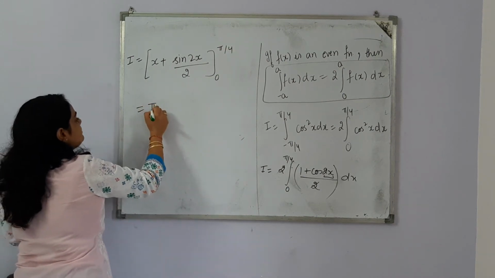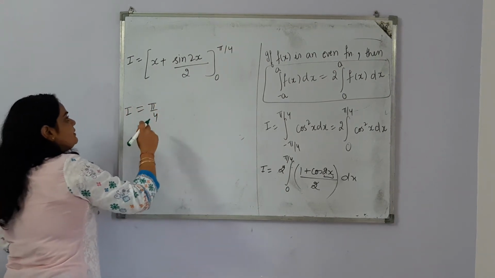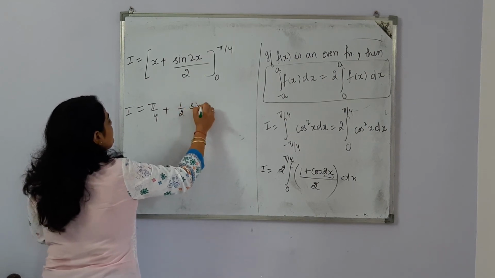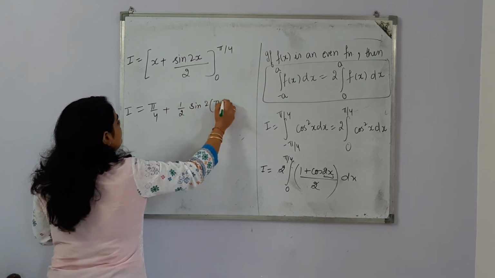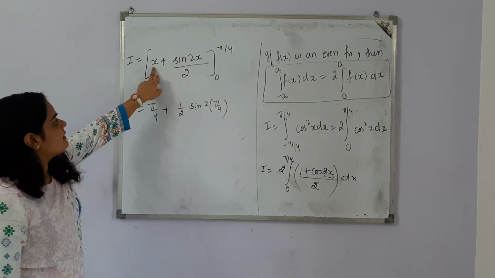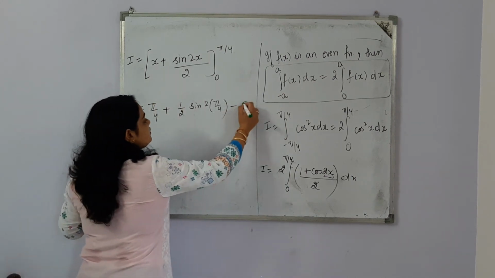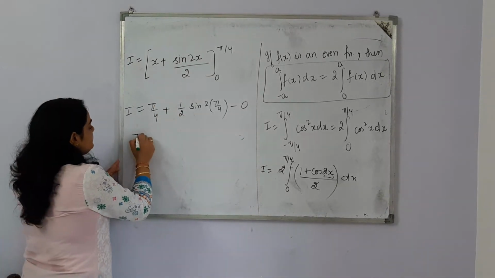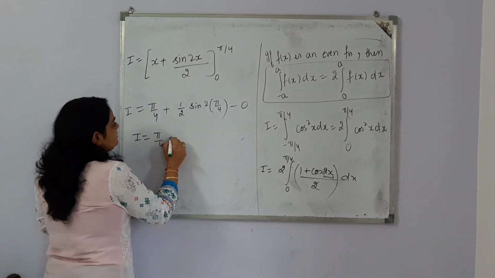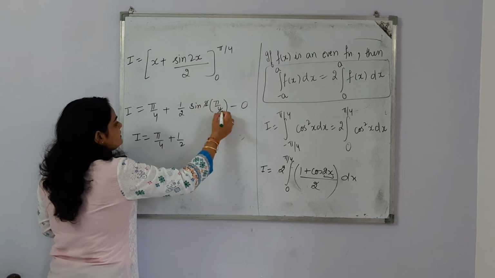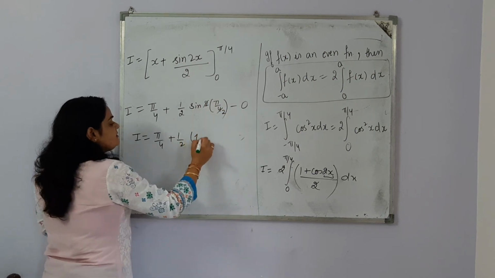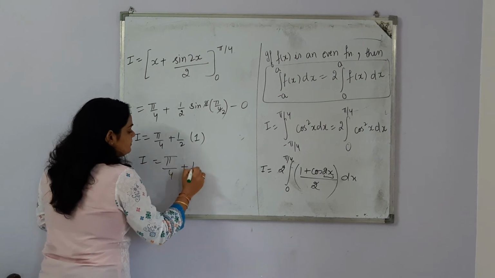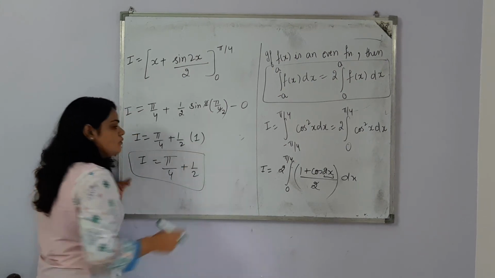Now we will substitute the limits. Upper limit: pi by 4 plus 1 by 2 sine 2 of pi by 4, minus the lower limit, which is 0 because sine 0 is 0. So minus 0. Here I get pi by 4 plus 1 by 2 sine 90, which is 1. So the answer is pi by 4 plus 1 by 2.